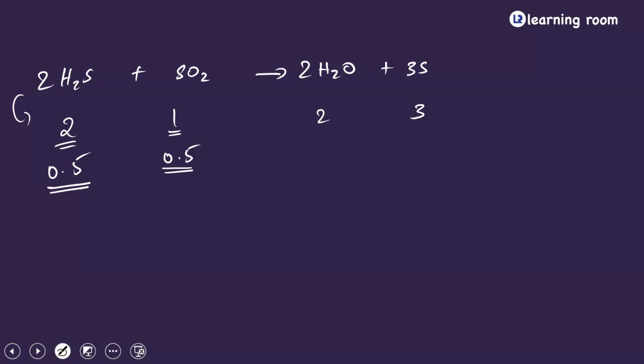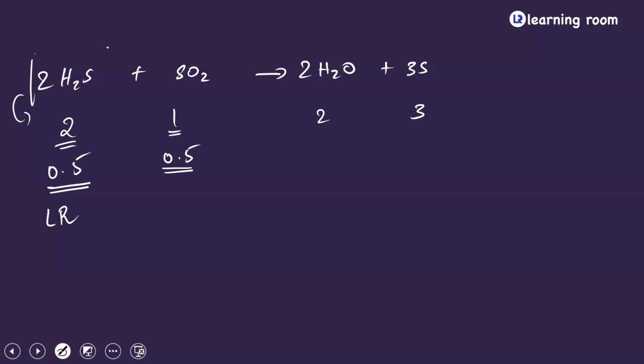But how much do I have? I have less than the needed amount. So this is the limiting reagent. Now what do I need? I need the mass of sulfur. Here everything is in terms of moles, so I can find the number of moles of sulfur, and multiplying by 32 will give the mass of sulfur. The product formed depends only on the limiting reagent.